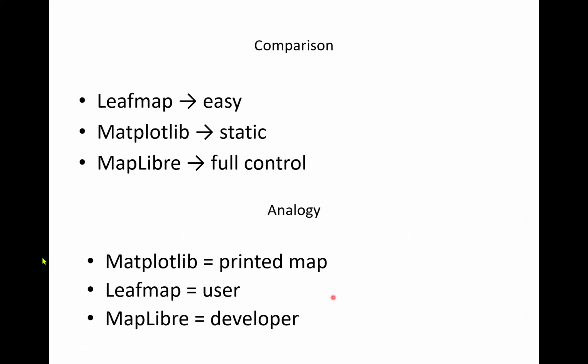Then yeah, same. Leafmap is easy. Matplotlib is also for visualization, but that is for static purposes; we use it only for plotting. Then MapLibre gives us full control. Matplotlib we use for printing the map, Leafmap for user purposes, and MapLibre when it comes to developing something or production of anything. For that we are using MapLibre.